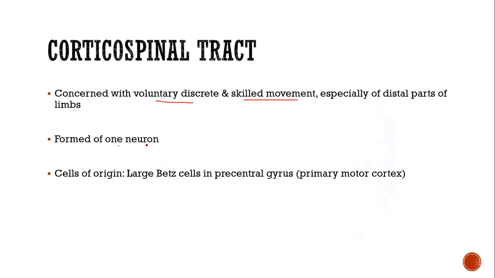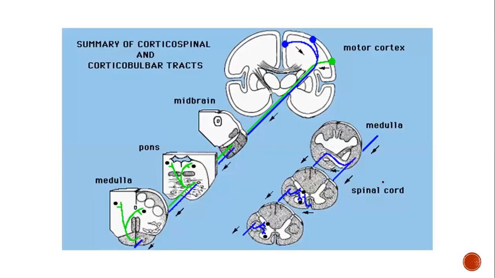And they're formed of one neuron usually, and they usually originate from the large Betz cells which are present in the cerebral cortex, which is usually the primary motor cortex, जो कि आप लोग functional localization of brain में पढ़ चुके होंगे already. So this is the comparison between the corticospinal and corticobulbar tract. So the blue line that you can follow here, this is coming from the cerebral cortex, going all the way down to the level of medulla oblongata. Here they decussate. That's called the motor decussation. Some of them decussate, some of them don't decussate.